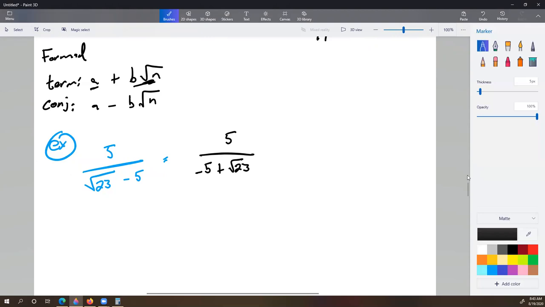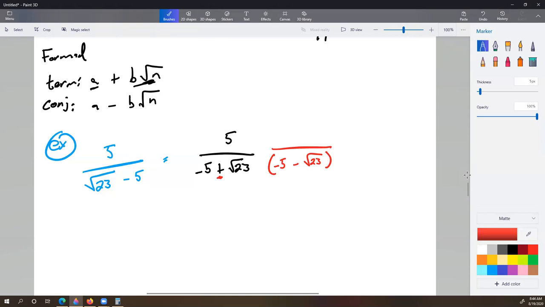So the way we do this is, yes, you're going to multiply by the conjugate. So we're going to multiply by negative 5, and the only thing that's going to change is the sign between your integer and your radical. So minus square root of 23. All we changed was that plus to a minus. Now, here's the thing, though. We're going to multiply not only the bottom of the fraction by this, we're going to multiply the top.